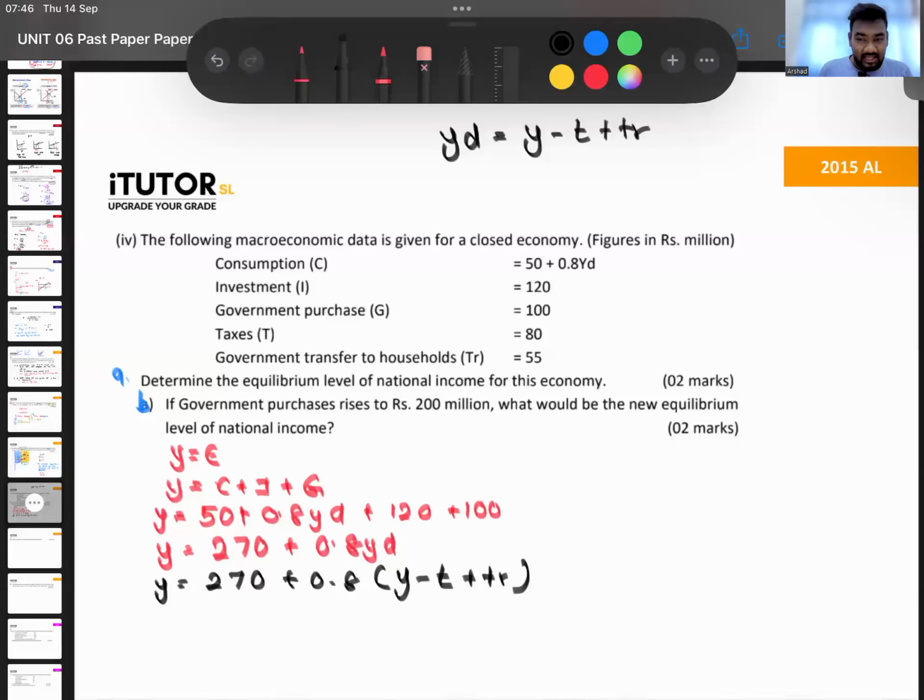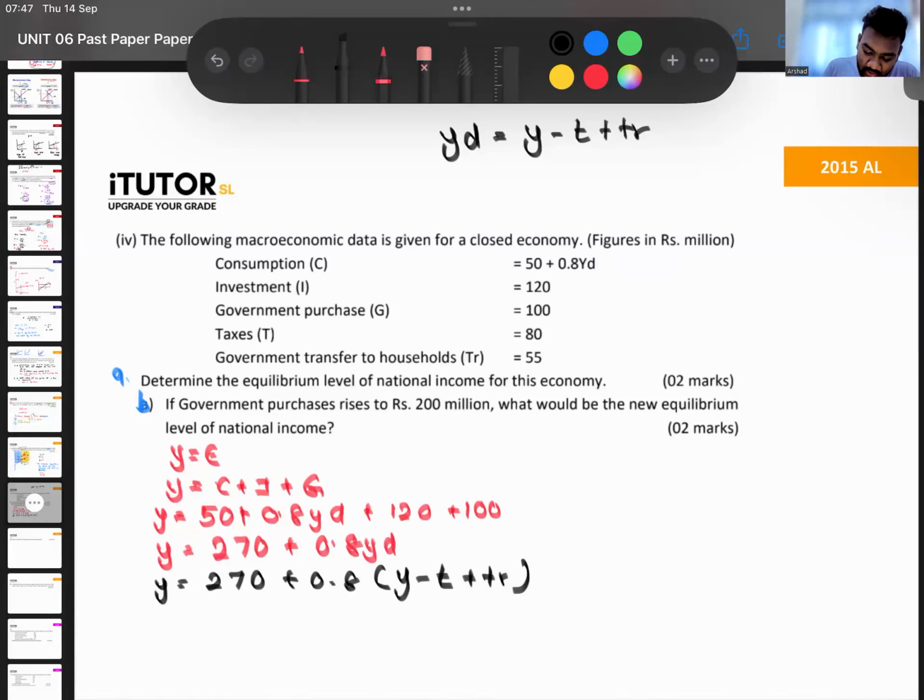Now, usually in questions, guys, they don't sometimes give you this transfer. No, YD is not personal income, it's disposable income. Okay. So usually in questions, they don't give you this transfer. Now, good, in this question, they have given you the transfer. Usually in questions, they only give taxes. So then only Y minus T. But here there are transfers also. That means Y minus T plus the transfers.